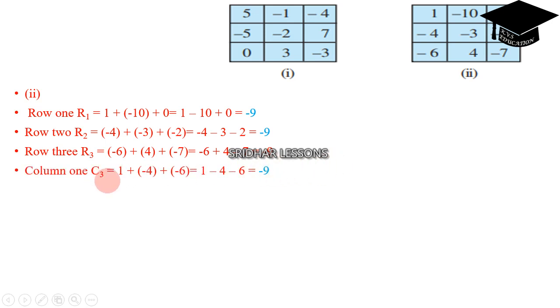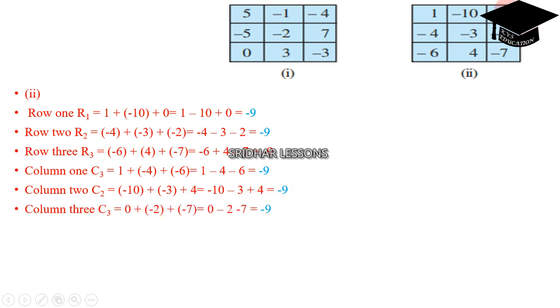And coming back to columns, column C1 is equal to 1 plus (minus 4) minus 6, that means 1 minus 4 minus 6, which is equal to minus 9. Next, column C2: minus 10 plus (minus 3) plus 4, which is minus 10 minus 3 plus 4, which is equal to minus 9. And for column 3: 0 plus (minus 2) plus (minus 7), which is equal to minus 9.